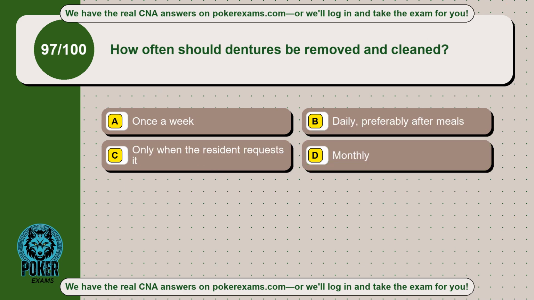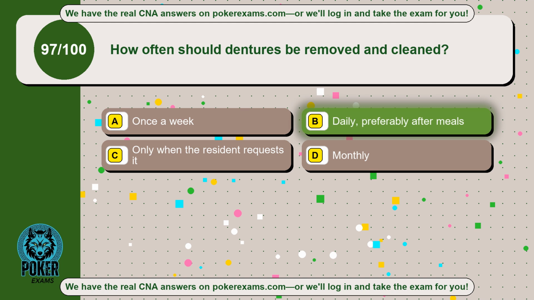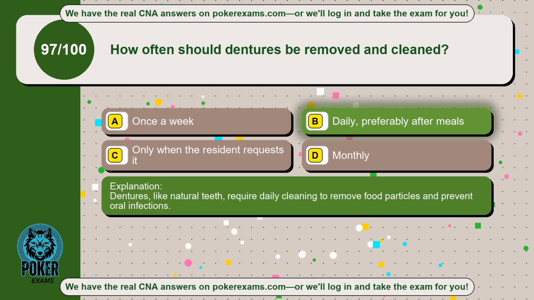Question 97. How often should dentures be removed and cleaned? Option A. Once a week. Option B. Daily, preferably after meals. Option C. Only when the resident requests it. Option D. Monthly. The correct answer is option B. Daily, preferably after meals. Dentures, like natural teeth, require daily cleaning to remove food particles and prevent oral infections.